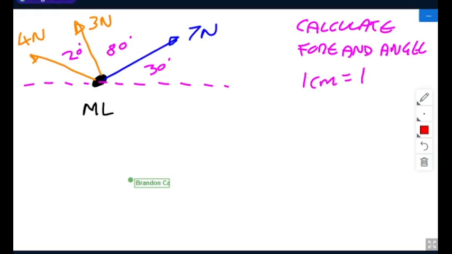1 centimeter equals 1 newton. Somebody sketch it. Anybody? Come on, Joe Brown. Well, so you do the 7. How would you draw the 7 newtons?